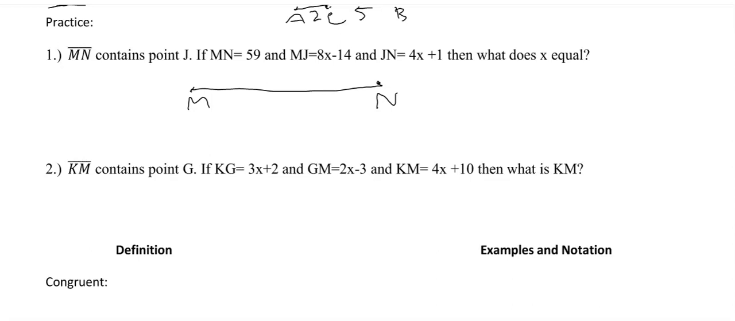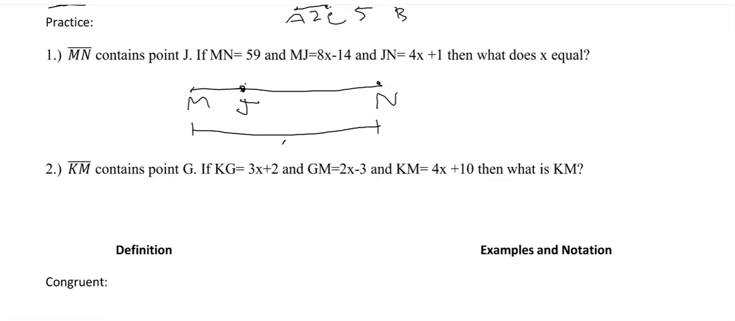You never want to get more specific than what they tell you. If they don't say it's in the middle, then just put it somewhere else. Okay, so let's say this one right here is where J is. If you put it in the middle, you're going to assume that each side is equal, but it's not. Then they tell you MN equals 59. So what I'm going to do is note this.